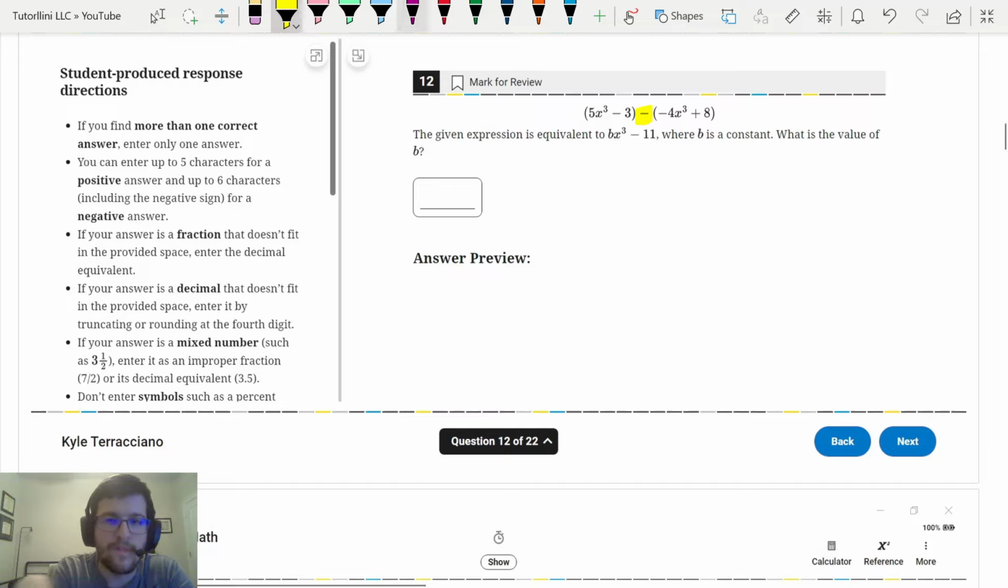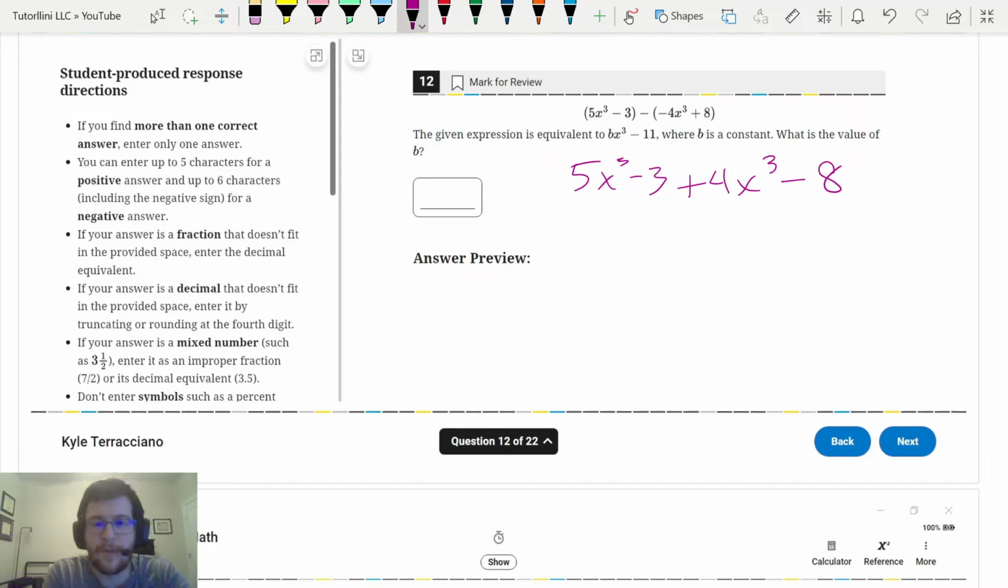So first, let's write down 5x cubed minus 3, and then distribute the minus sign. So negative 1 times negative 4x cubed, that's plus 4x cubed. And then negative 1 times 8, that's minus 8. So now you do the highest power first. So combine the like terms, so things that end in the same stuff. So these guys both have x cubed. So we're going to do 5x cubed plus 4x cubed, which is 9x cubed. And then I'm going to cross these guys out just to indicate that I already took care of them. And now negative 3 and negative 8, those are like terms, so that gives you negative 11.